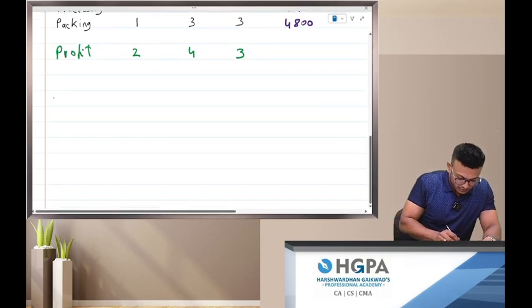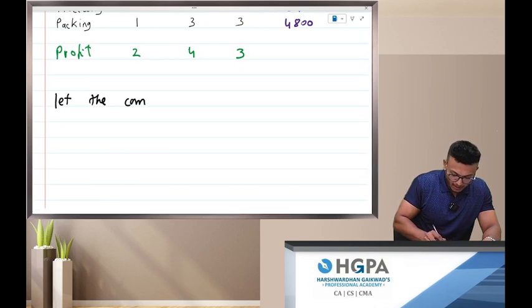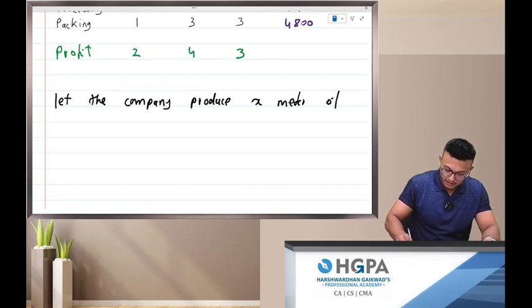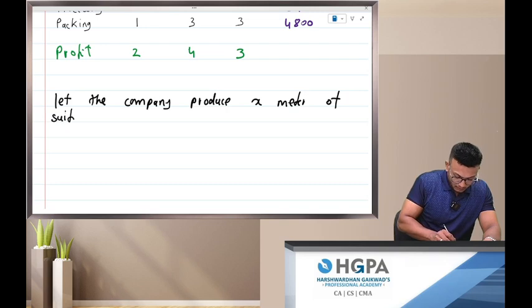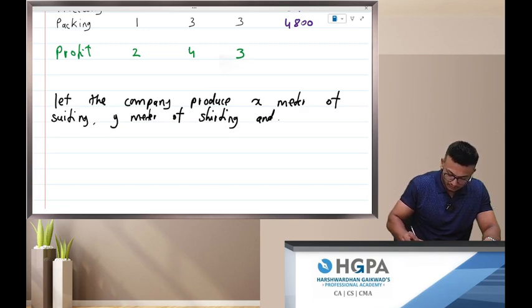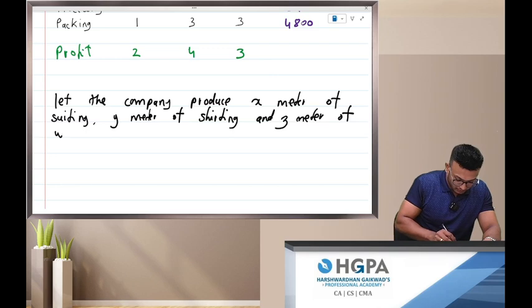Okay. So, first we'll write let the company produce X meters of suiting, Y meters of shirting, and Z meters of woolen.